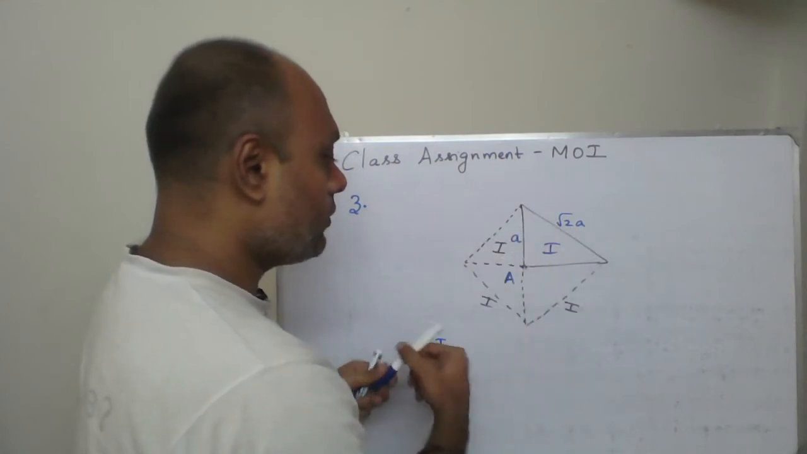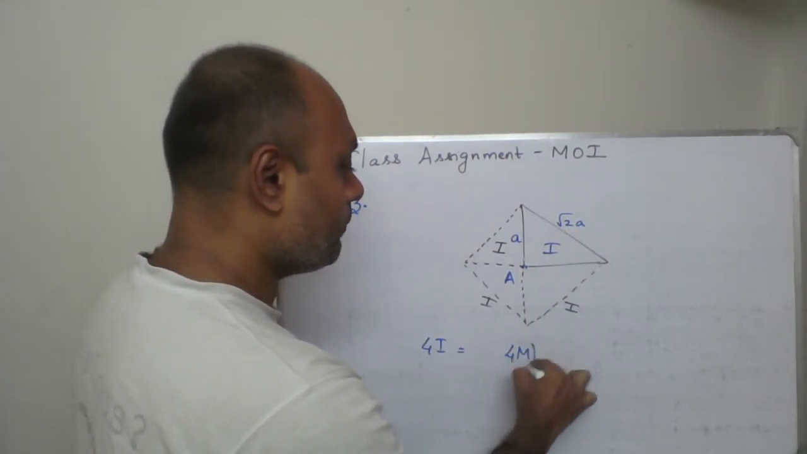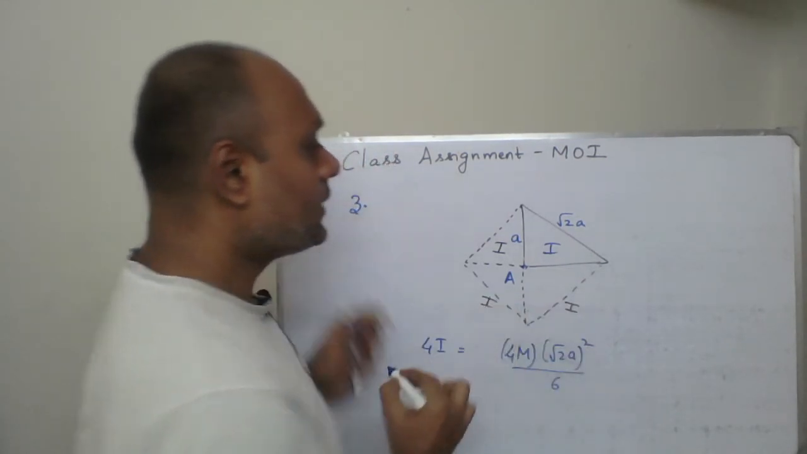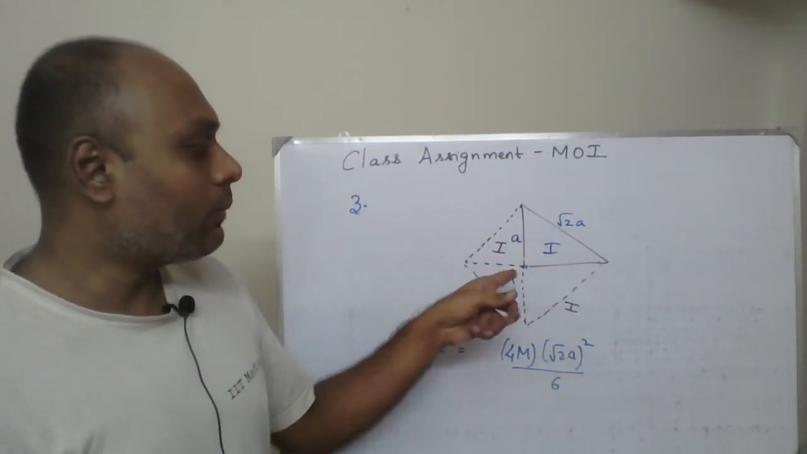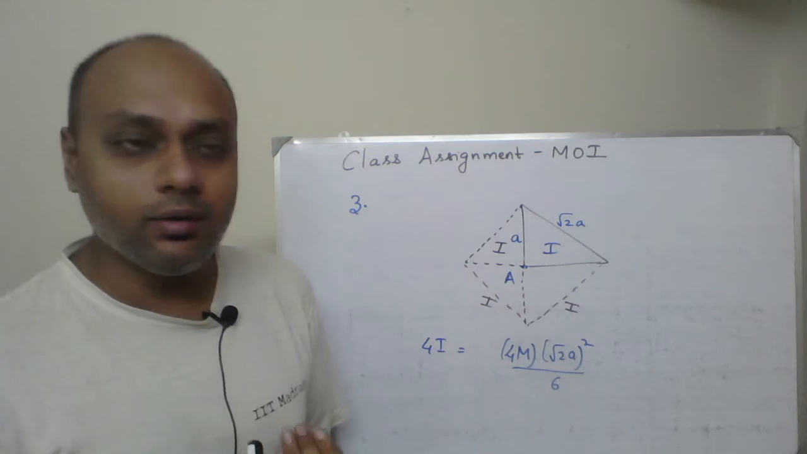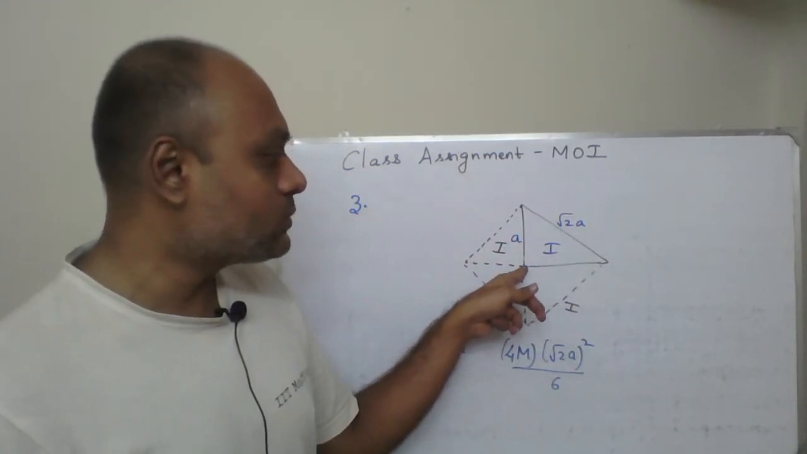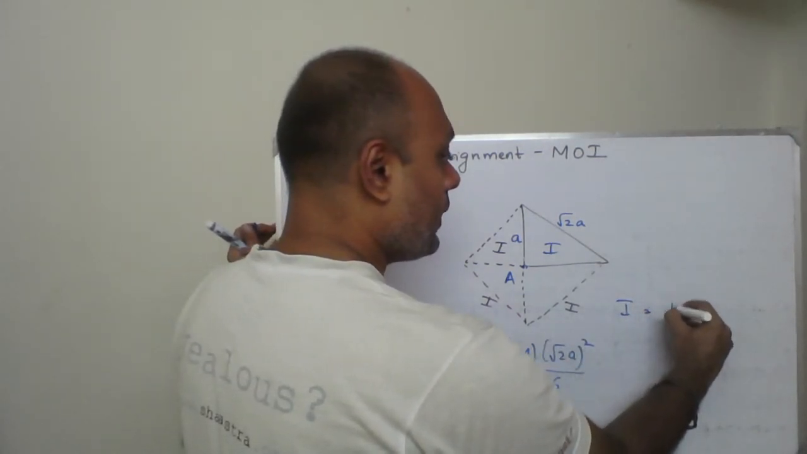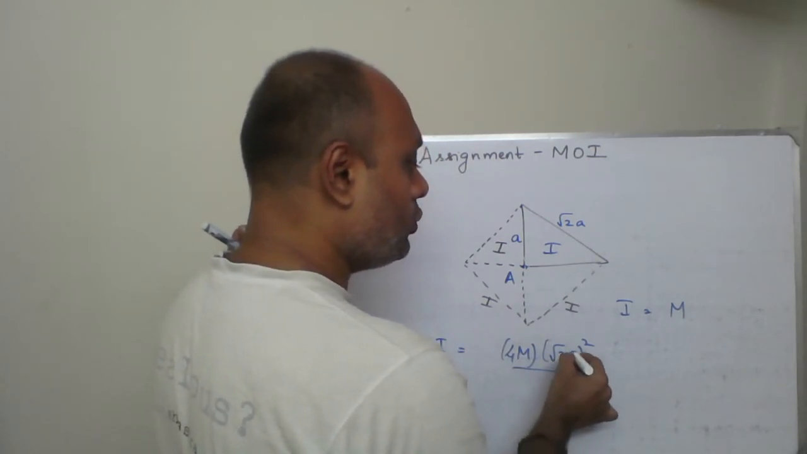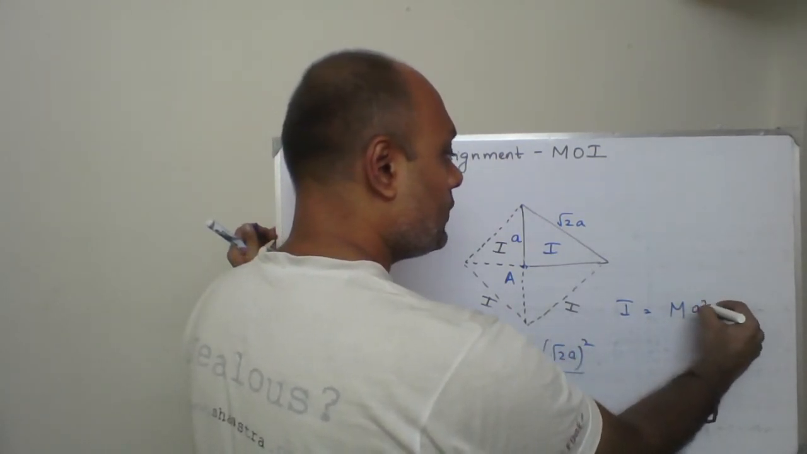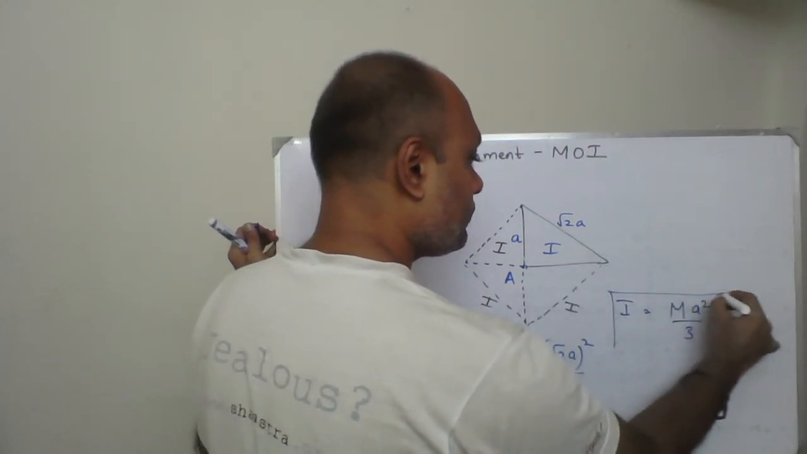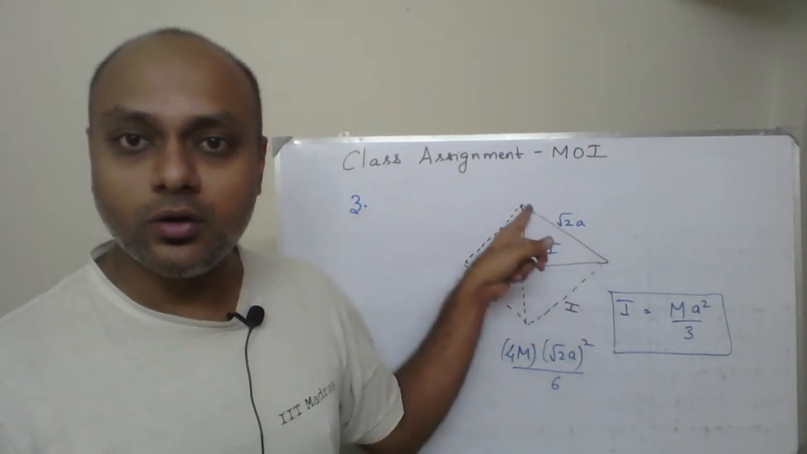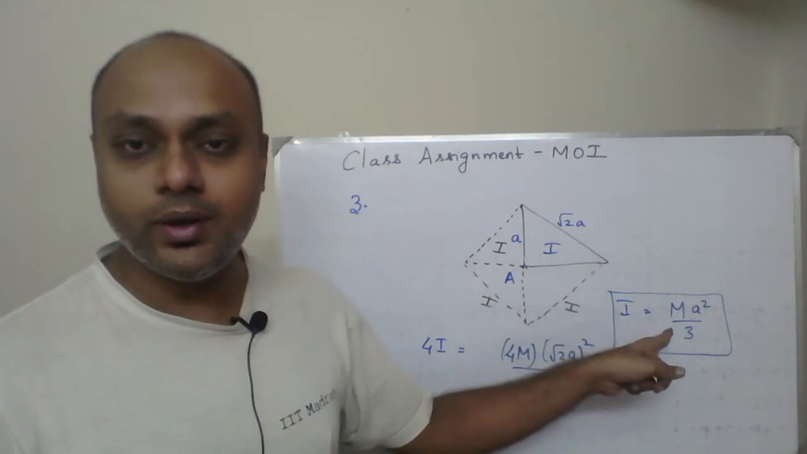So moment of inertia for the full square will be mass of that square, 4m, into side of that square, root 2A, the whole squared, by 6. That is the moment of inertia for the full square about axis passing through A, which is 4I. But what do we need? We need I, the moment of inertia for one triangle about axis passing through A. So just divide this by 4, you will get the I value. So I will be equal to m into, so 4 got cancelled, root 2A whole squared will become 2A squared. So 2A squared by 6 will become by 3. So you see, very simply we got the expression for moment of inertia for this particular triangle about axis passing through point A, which will be mA squared by 3.